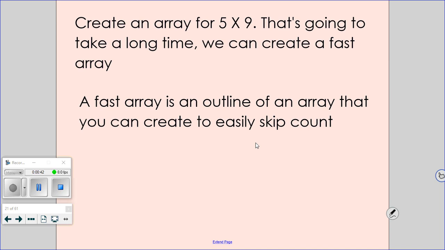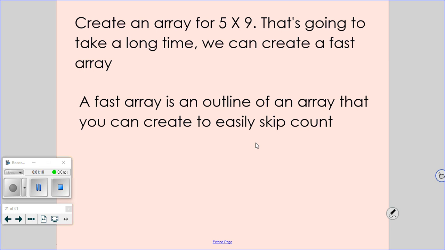Underneath your title, we're just going to put a fast array. And the definition, Kylie, you're writing, not messing with your counters. The definition of a fast array is on my board. It's just an outline of an array that you can create easily to skip count. It's not going to take 800 years like a real array. It's just a fast one. And I'll show you what that looks like in a minute.